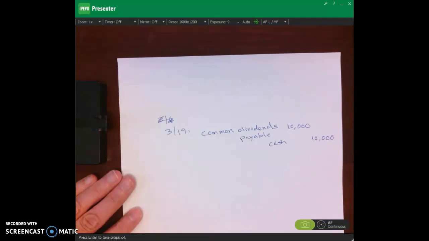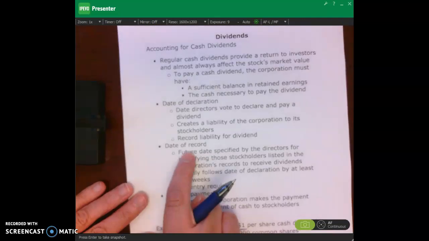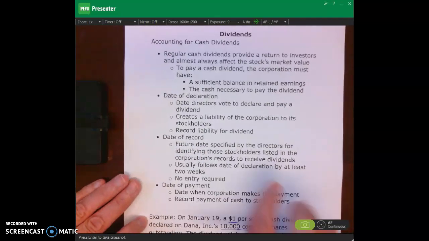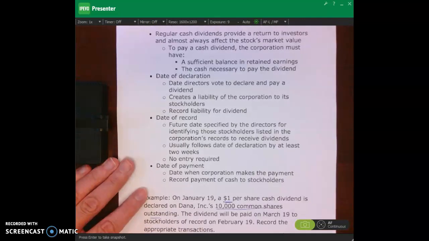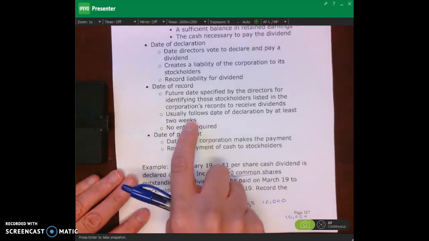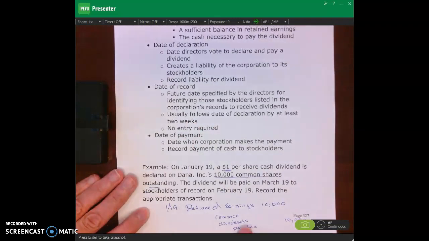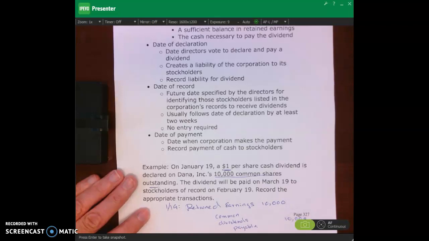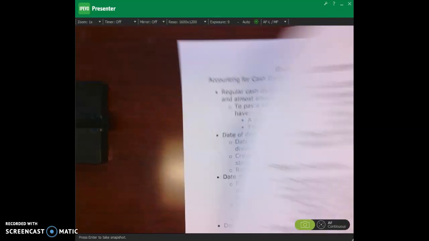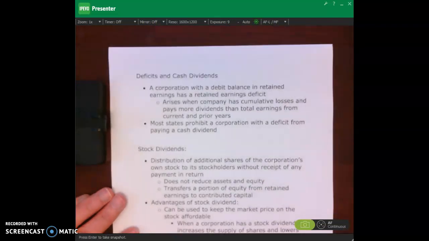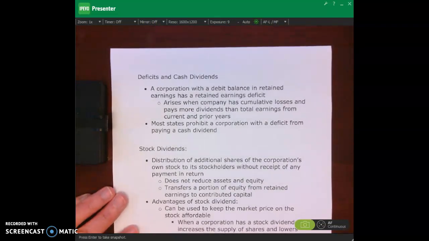There is no journal entry on the date of record. No journal entry needed there. This is the date of declaration, that's down here. And then the date of payment is when I debited my common dividends payable and then credited cash to recognize that I paid the dividends.